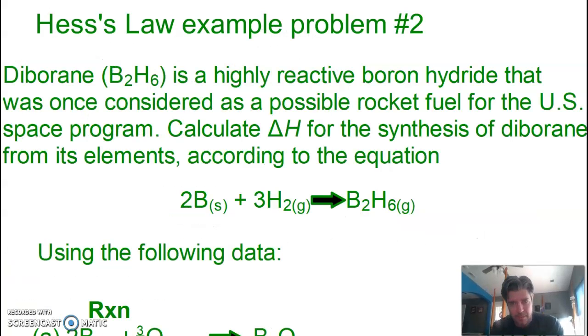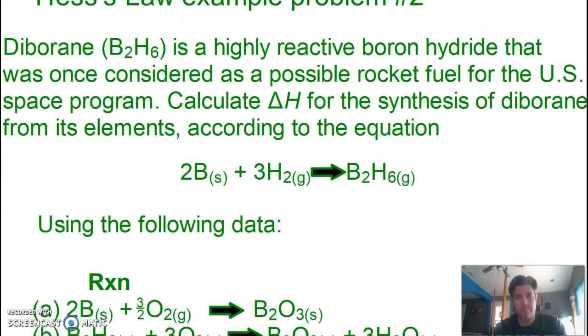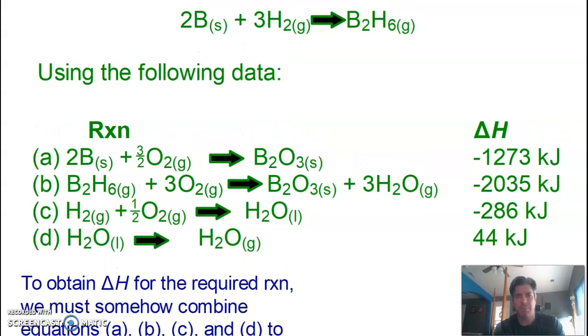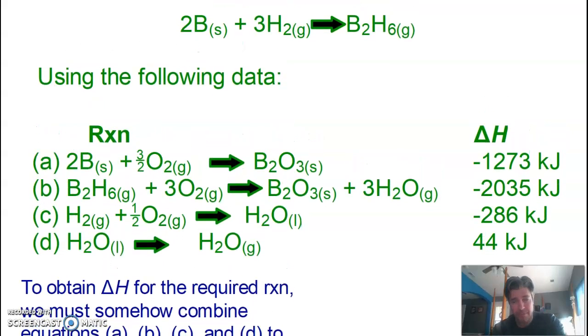Let's look at this other one here of diborane, which is a highly reactive boron hydride, B2H6. Used to use it as rocket fuel. There's the chemical reaction. So we have the chemical reaction we're trying to end up with at the top: 2 moles of boron plus 3 moles of diatomic hydrogen to give us the diborane. So we've got these 4 reactions with the known enthalpies to try to figure this out.